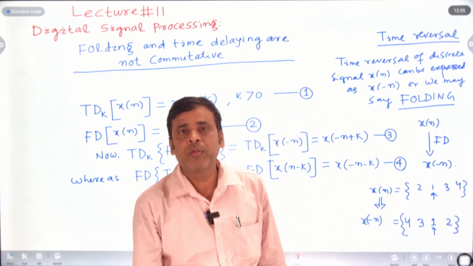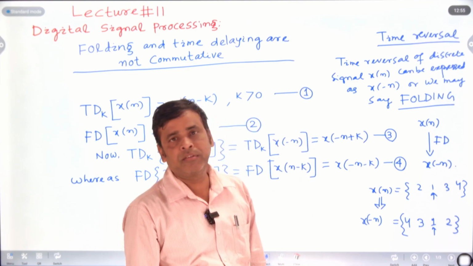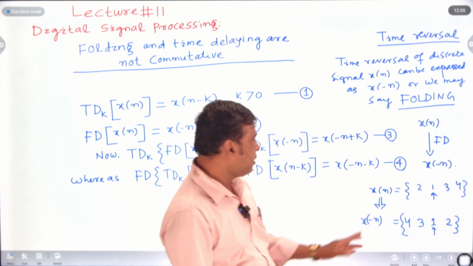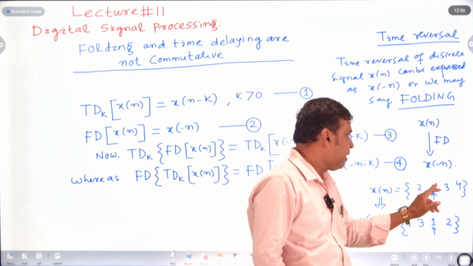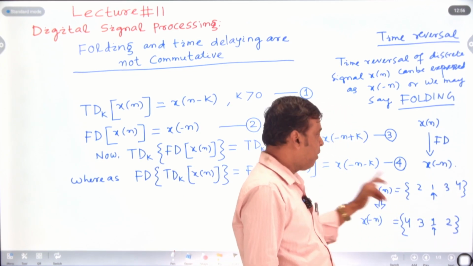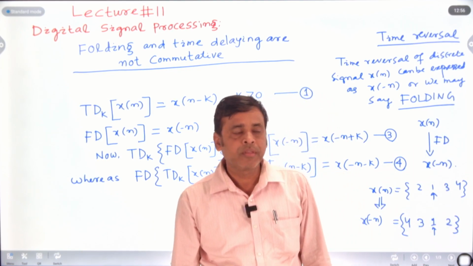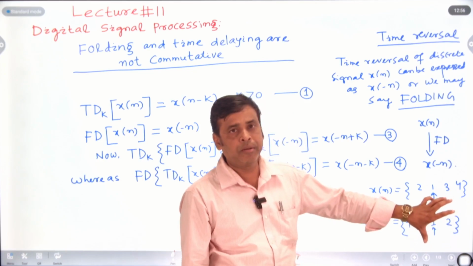Simply put minus n in place of n, and n in place of minus n. Whatever the value at n equal to 0 will be fixed, and 1, 2, 3 successively become minus 1, minus 2, minus 3. Whatever is at n equal to minus 1 becomes n equal to 1, 2, 3, etc. So this is all about folding. It is very, very important.